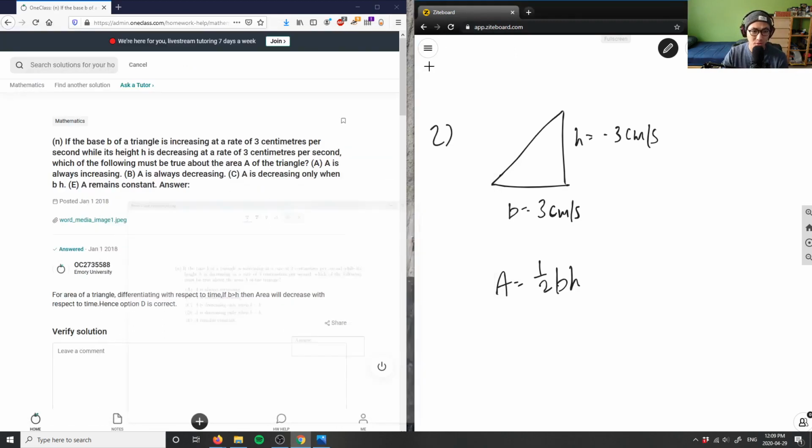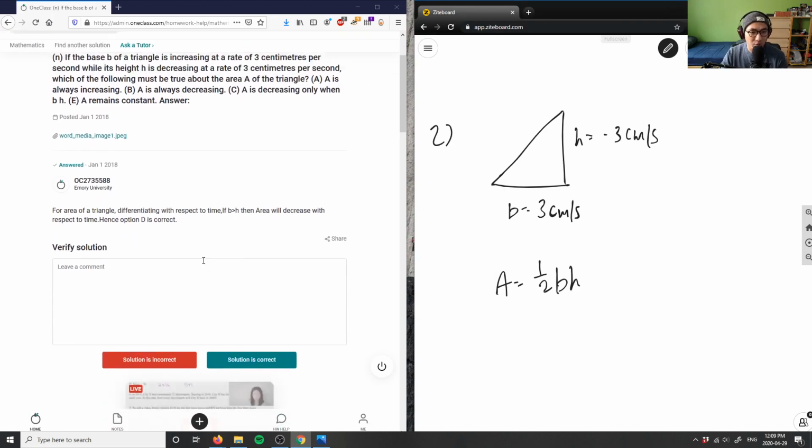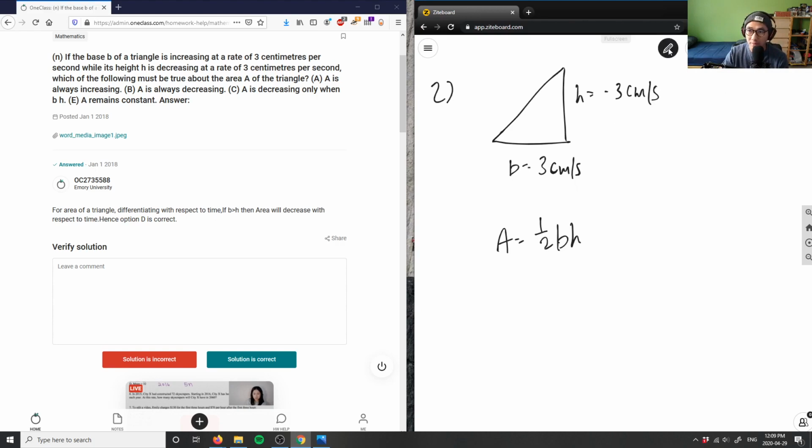So I'm just going to look at the solution here, and it says that for the area of a triangle, differentiating with respect to time, if B is greater than H, then area will decrease with time. Hence, option D here is the correct answer. So they're saying that they can differentiate this kind of function with respect to time here. So I would have to basically do something like this. I would have to take the area.